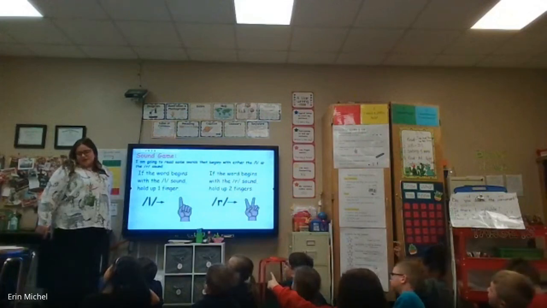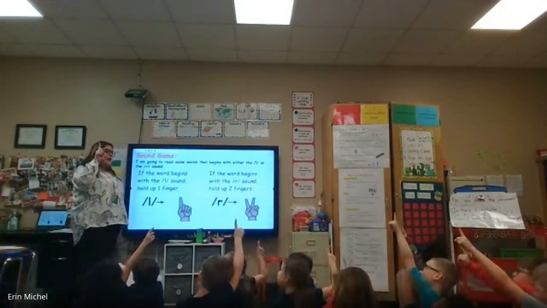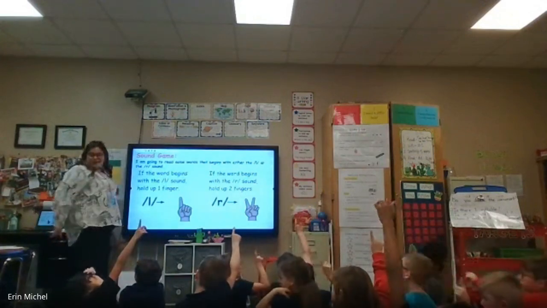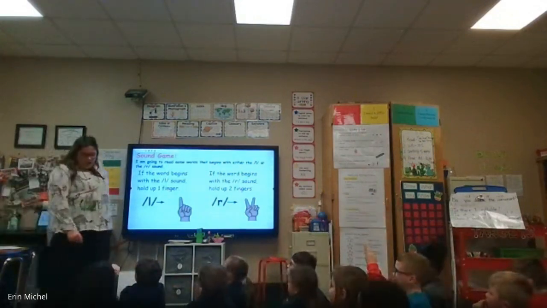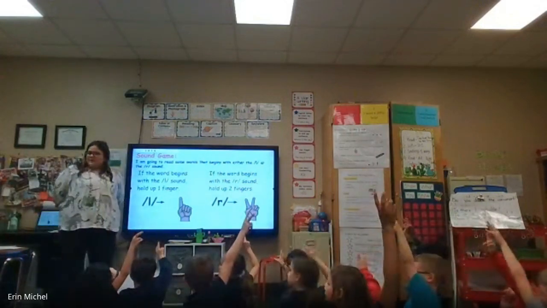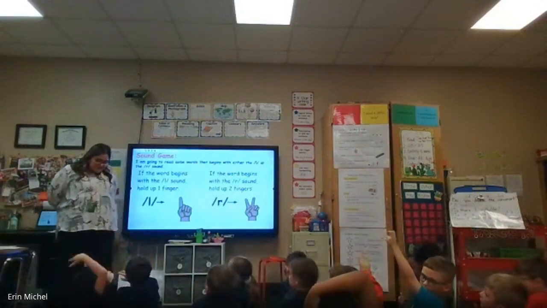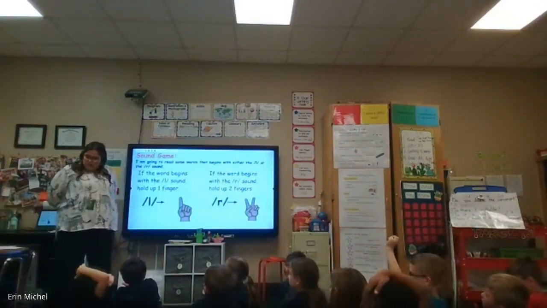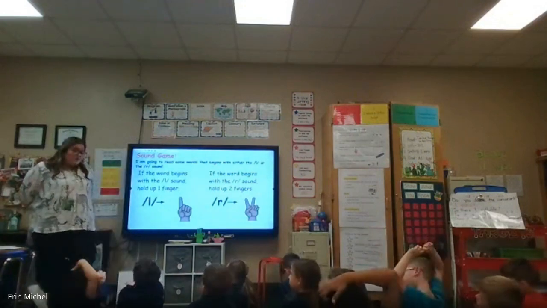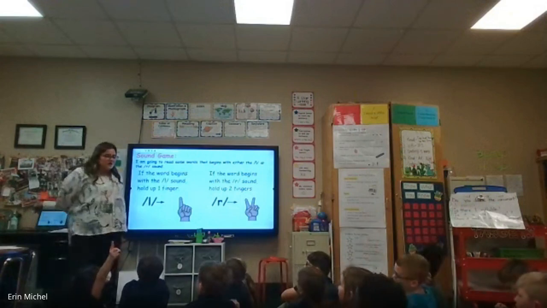And then our next word is loop. What do we hold up? Asher, what do we hold up? 1. Our next word is wrong. What do we hold up? We would hold up a 2. Why do we hold up a 2, Weston? Because it has the R sound. The next one is rubbed.